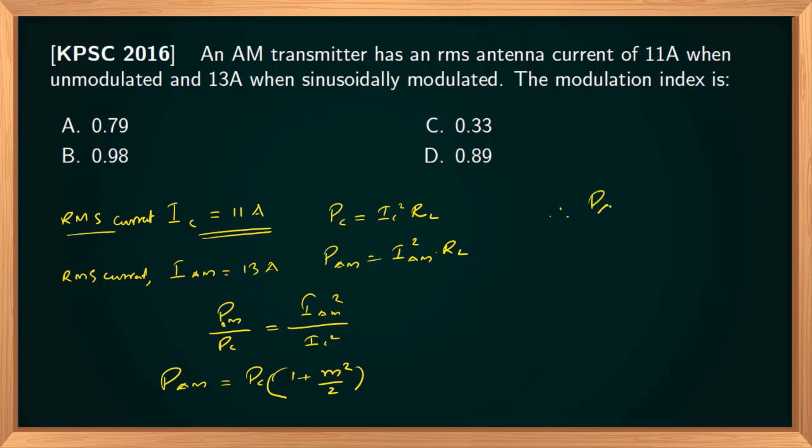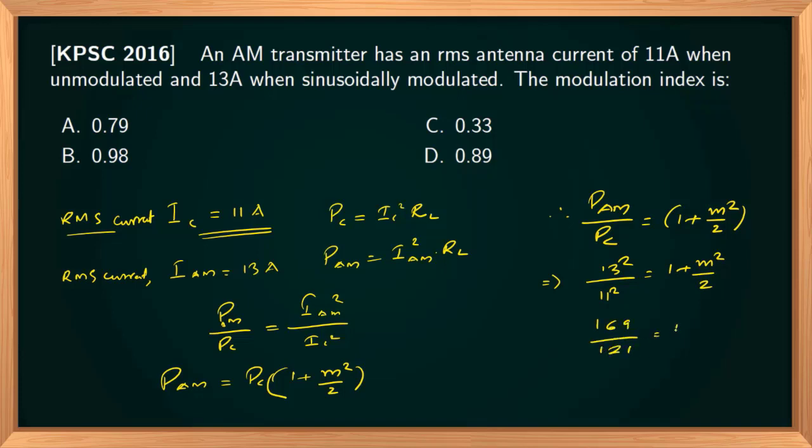Therefore, PAM by PC equal to 1 plus M squared by 2, which is given as 13 square by 11 square equal to 1 plus M squared by 2. That is 169 by 121 equal to 1 plus M squared by 2. We can calculate M squared by 2 as 48 by 121. So M will be equal to 0.79. So the correct option is option A, 0.79.